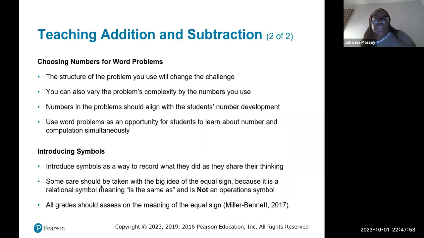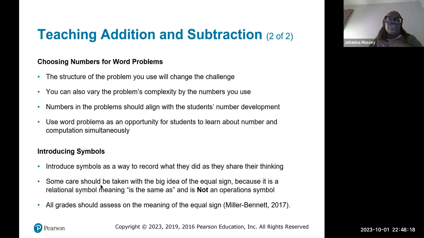Numbers in the problem should align with the student's number development. So please don't give kindergartners 3-digit numbers to subtract or add. No, don't do that to them. Use word problems as an opportunity for students to learn about number and computation simultaneously. So what does it mean to add? Giving them the meaning behind those numbers.